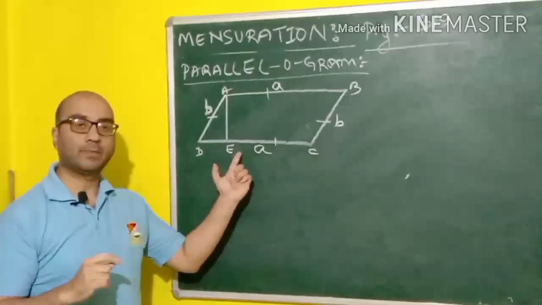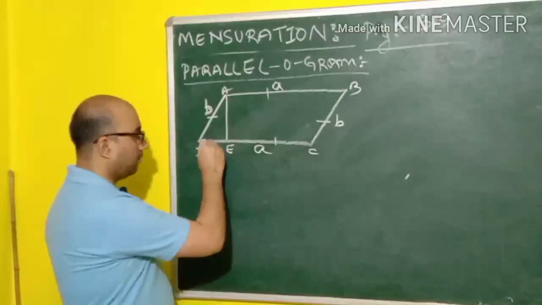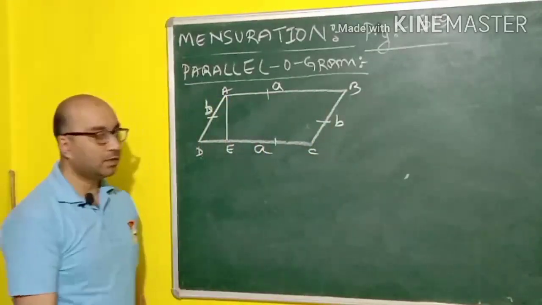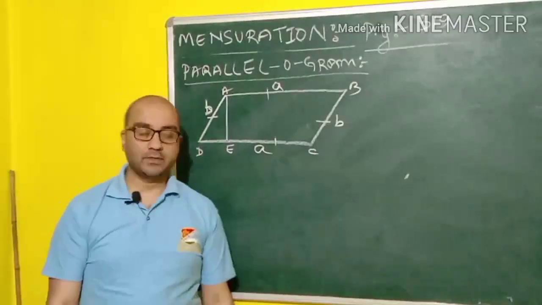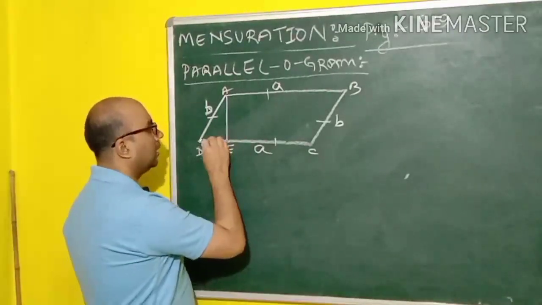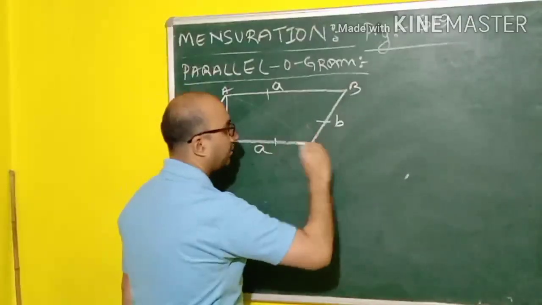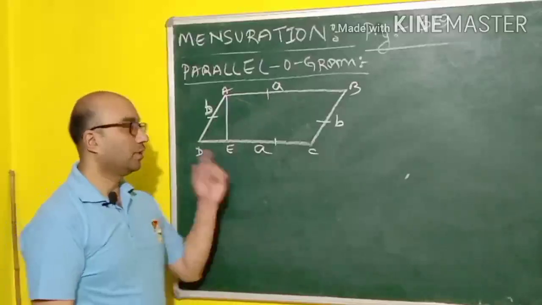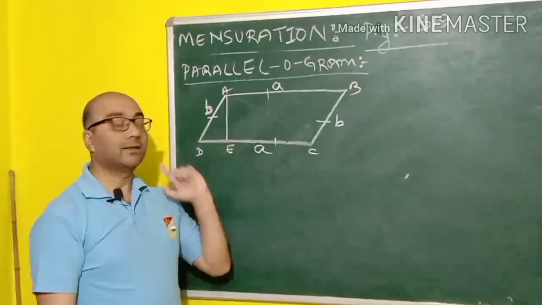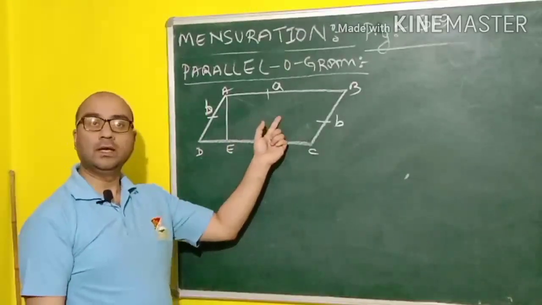Whereas in a parallelogram, although the opposite sides are equal, if I make the diagonals, can you make out from the figure whether the diagonals will be equal or not? No, the diagonals are not equal. If you see, this diagonal is longer than this diagonal. So in a parallelogram, the first difference is that the diagonals are not equal to each other. One of the diagonals is longer than the other diagonal.